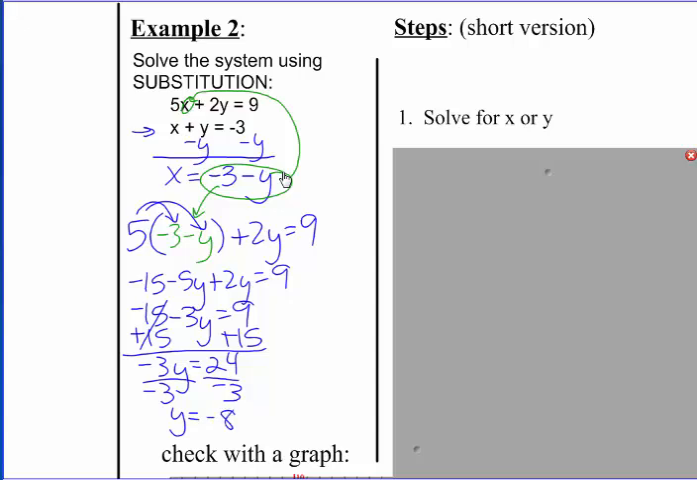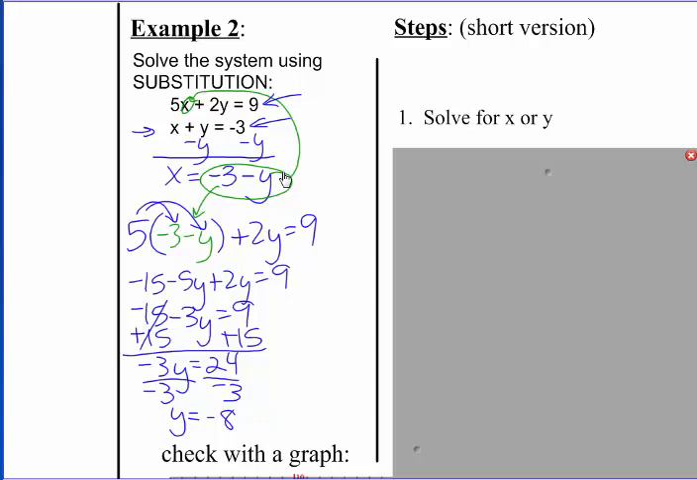Now we're going to go back to one of the original equations. So either this one or this one. You cannot use anything else that you've done beyond those two equations, because if you made a mistake, it's going to mess up the rest of the problem. You want to start with one of the originals. That's the whole point. It's very important that you go back to the original equations.